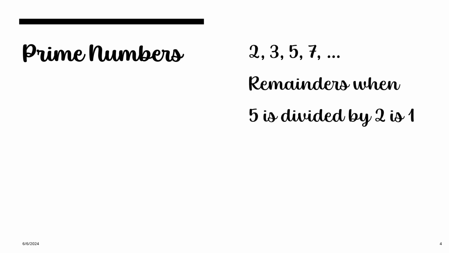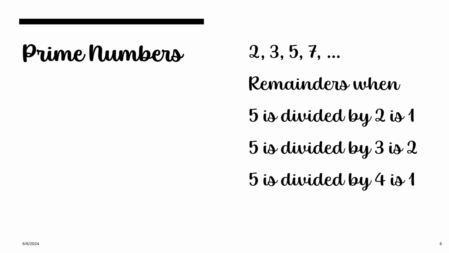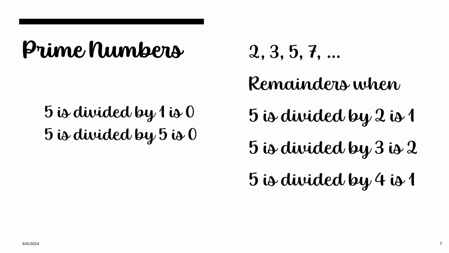For example, let's take the number 5. The only divisors of 5 are 1 and 5. When we divide 5 by 2, we get 1 remainder. When we divide 5 by 3, we get 2 as a remainder. And when we divide 5 by 4, we get 1 as a remainder. So the only numbers that divide 5, leaving no remainder, are 1 and 5.